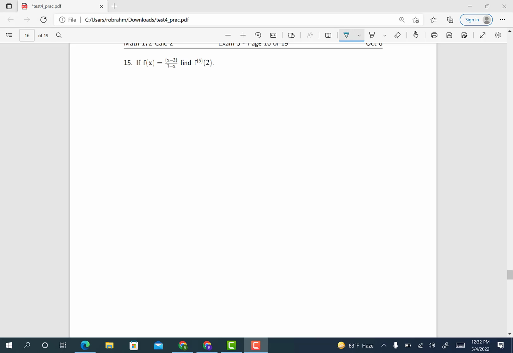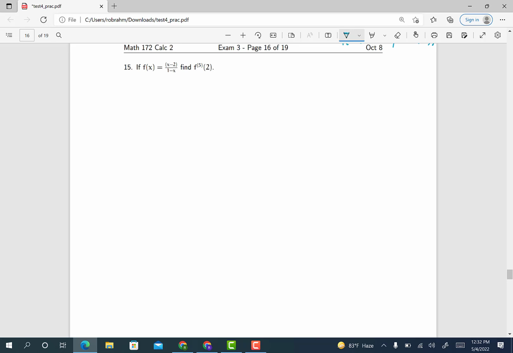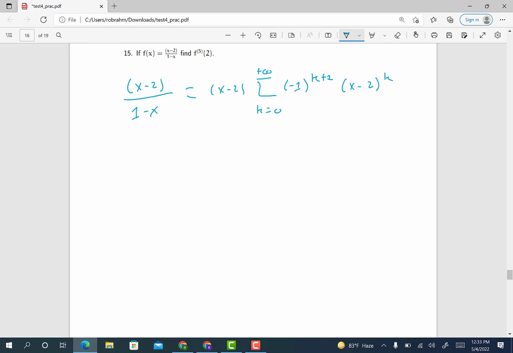Okay, so now I have this problem. Of course, I want you to use the problem from above. So up above, we saw that (x − 2)/(1 − x). Well, we know that we can write this as x − 2 times the sum k equals 0 to infinity of (−1)^(k+1) times (x − 2)^k. And now I'm just going to distribute the x − 2.